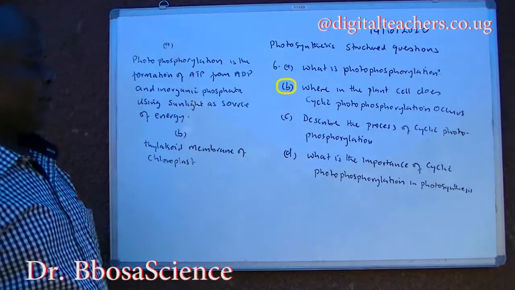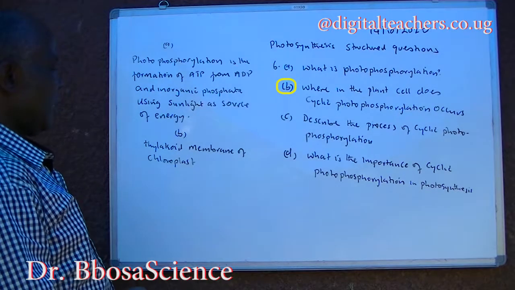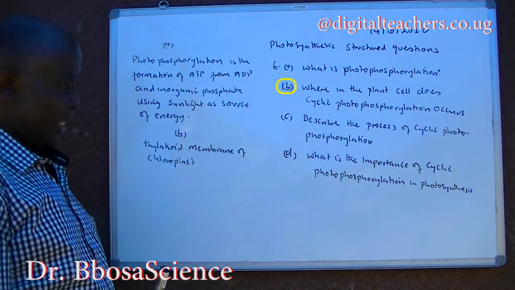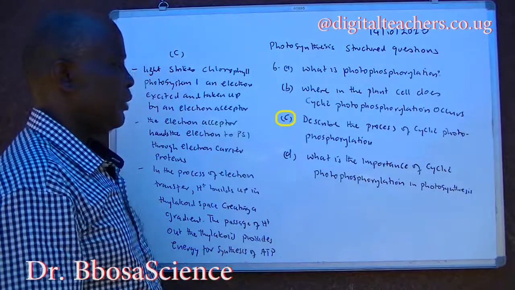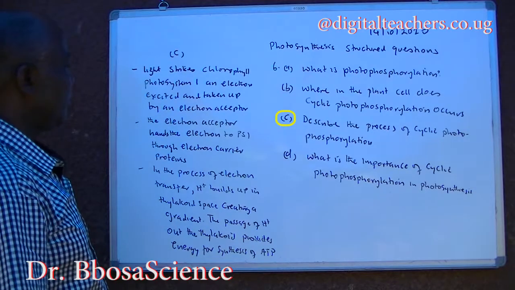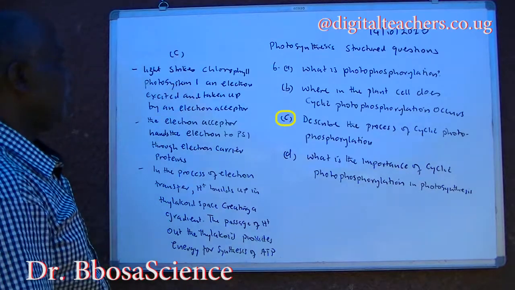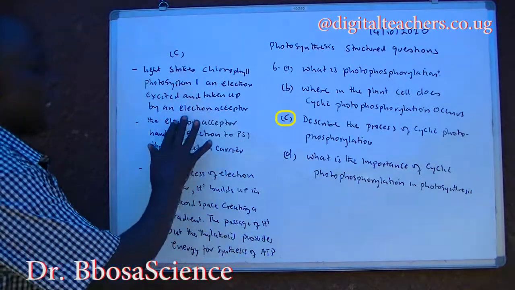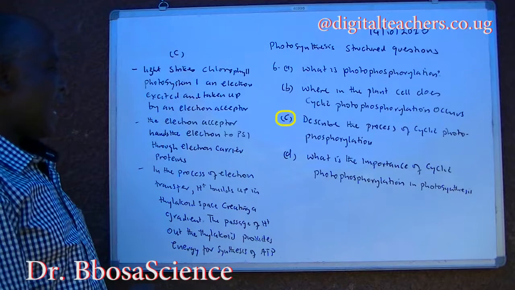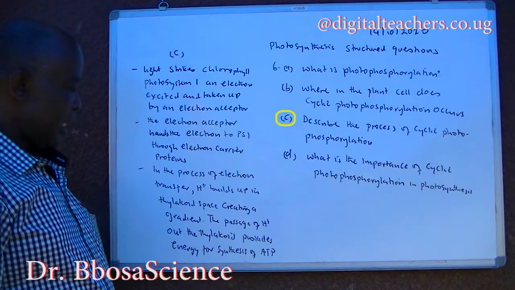B. Where in a plant does cyclic photophosphorylation occur? It occurs in the thylakoid membrane of the chloroplasts. C. Describe the process of cyclic photophosphorylation. Light strikes chlorophyll, photosystem 1. An electron is excited and taken up by an electron acceptor. The electron acceptor hands the electron to PS1 through electron carrier proteins.